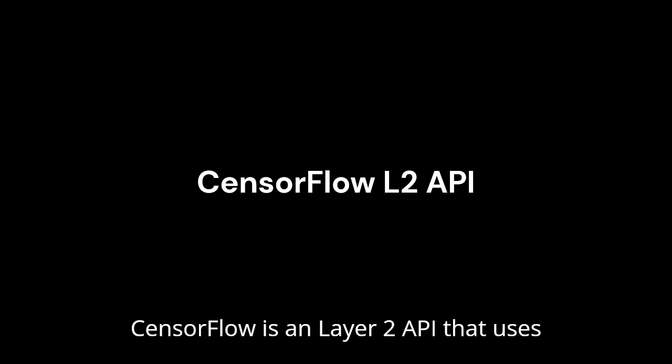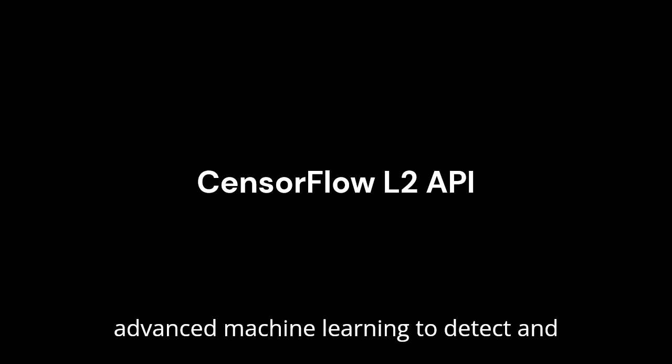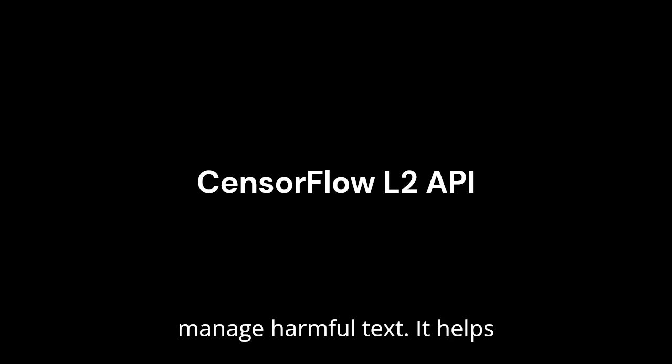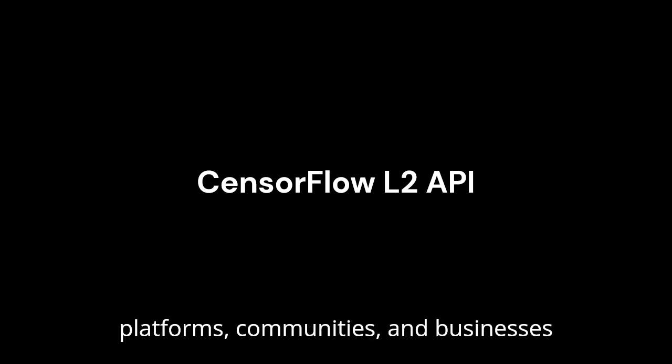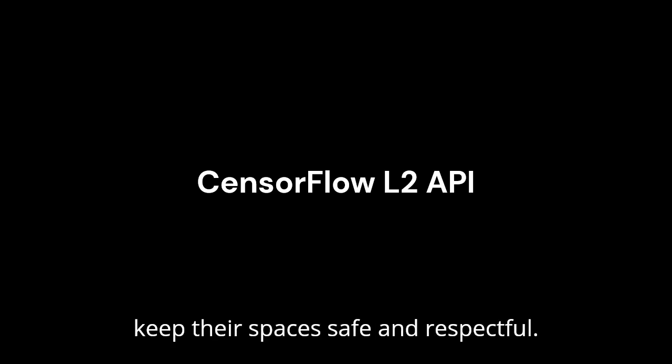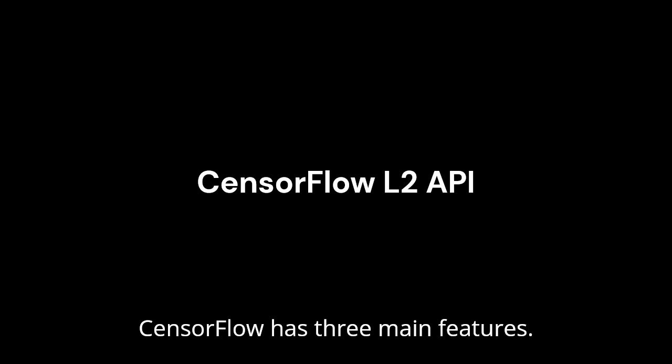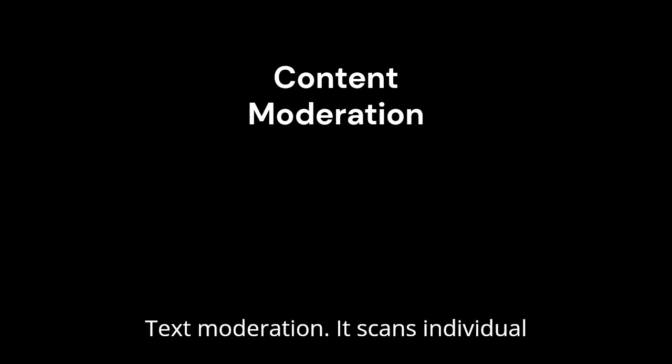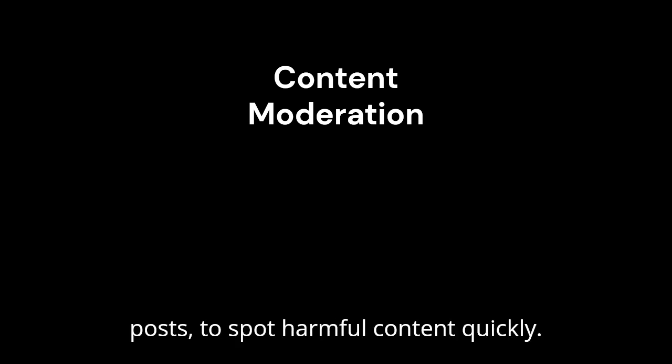CensorFlow is a Layer 2 API that uses advanced machine learning to detect and manage harmful text. It helps platforms, communities, and businesses keep their spaces safe and respectful. CensorFlow has three main features. Text moderation. It scans individual pieces of text, such as comments or posts, to spot harmful content quickly.